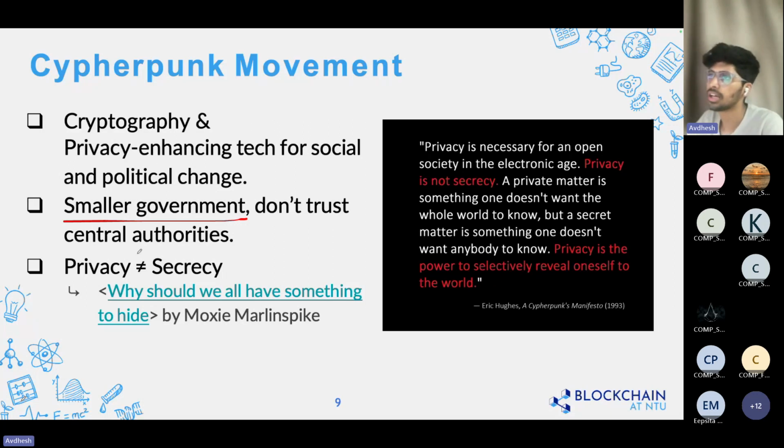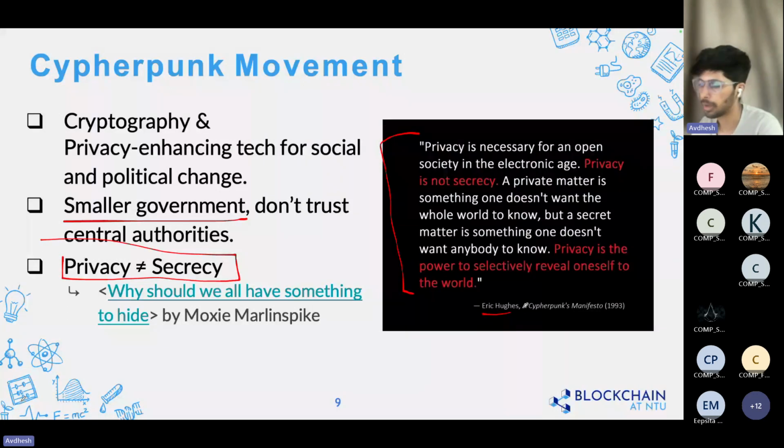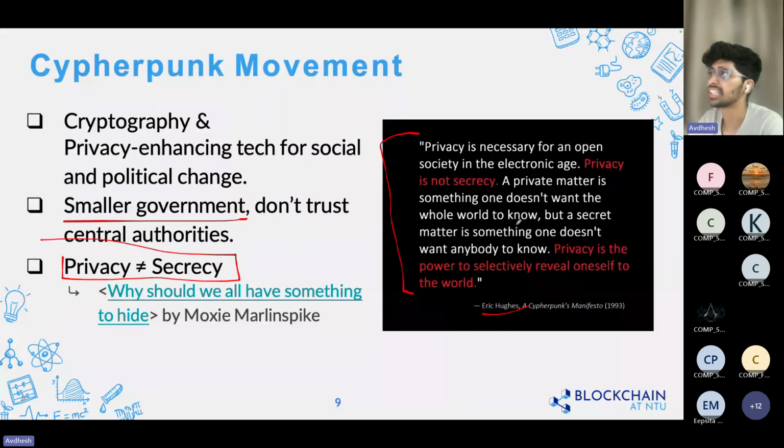The second thing is they also mention that privacy is not equal to secrecy. By this I mean, this is a very famous quote by Eric Hughes, who is one of the pioneers of this movement, and he says that privacy is necessary for an open society in the electronic age. Privacy is not equal to secrecy. A private matter is something one doesn't want the whole world to know, but a secret matter is something one doesn't want anybody to know.